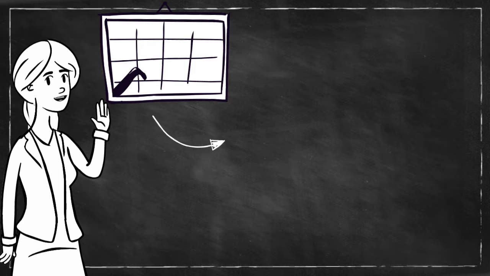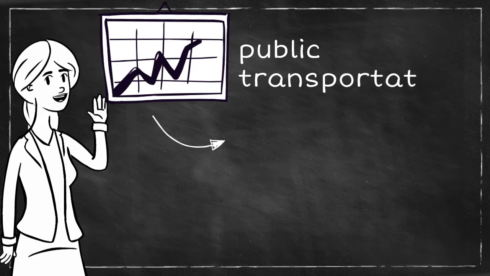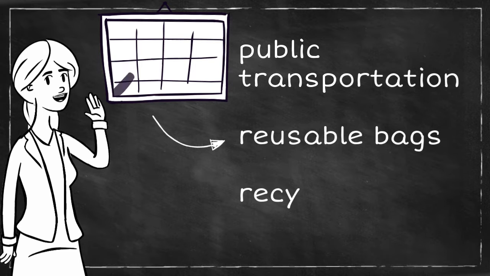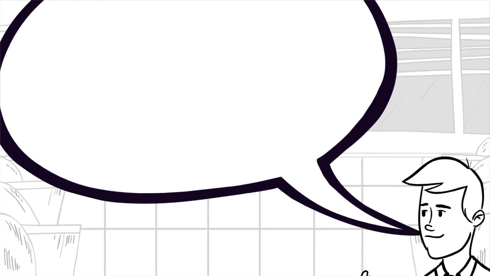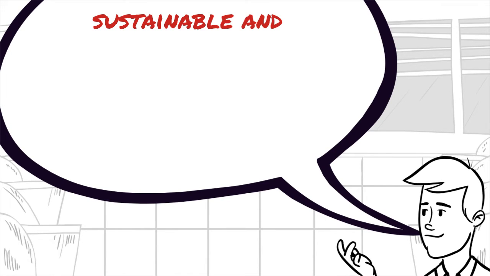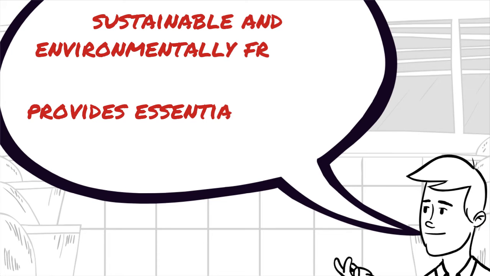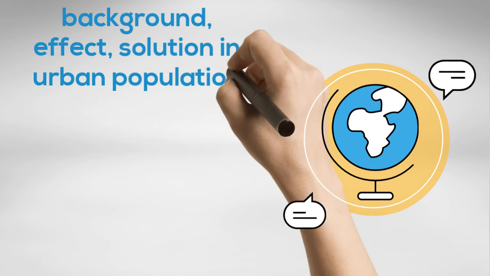To solve the problems of urbanization, households can use more public transportation, shop with reusable bags, and use recycled paper. Government needs to build sustainable and environmentally friendly cities and provide essential services. These are the main concepts we are talking about.